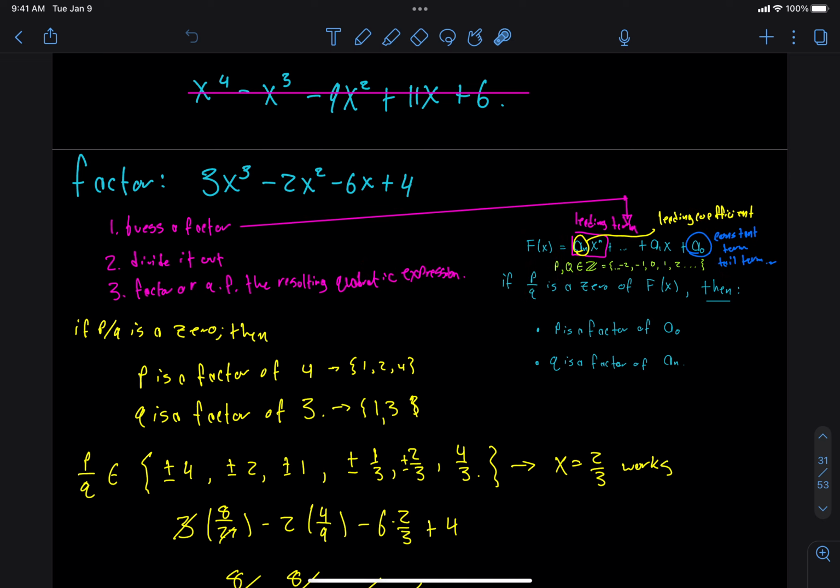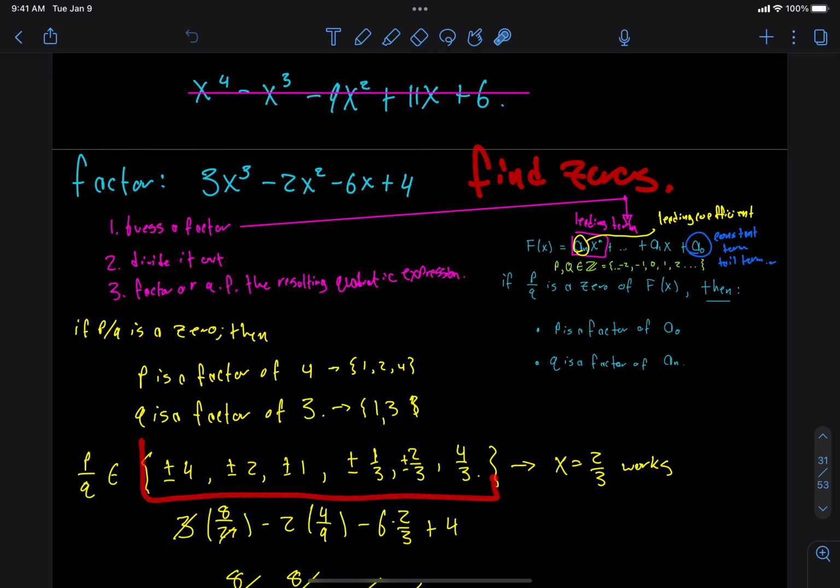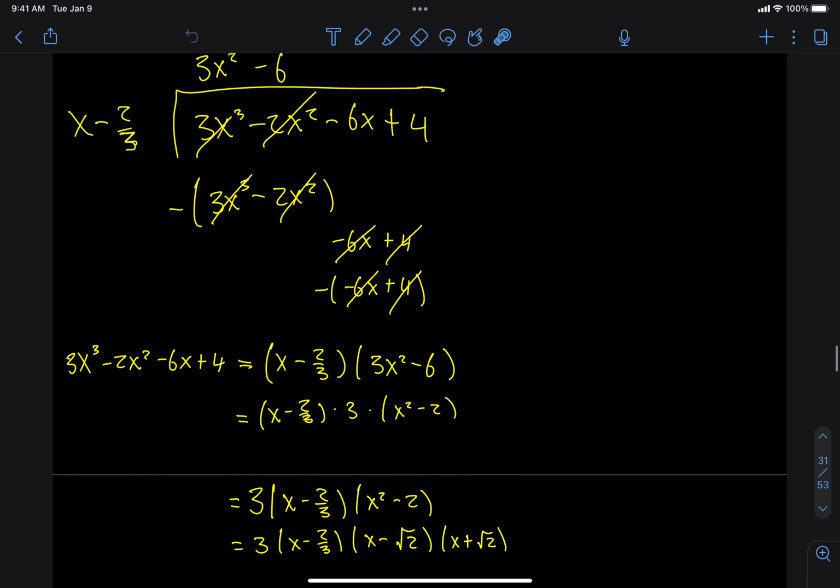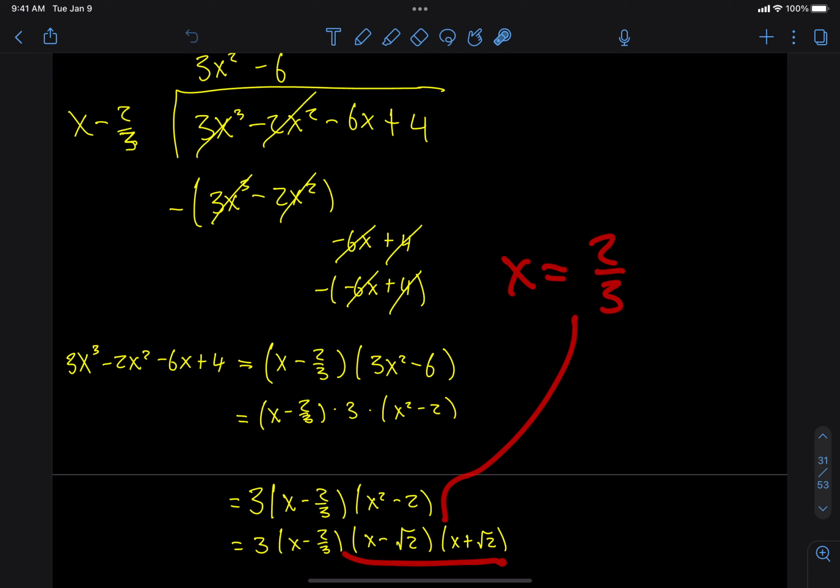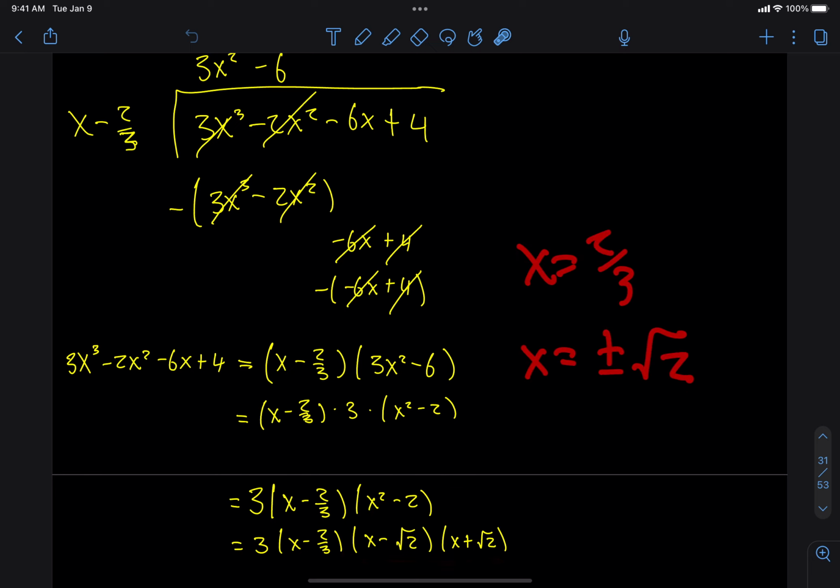If the question instead said something like find all the possible rational zeros, then this would be your answer. If the question was find all rational zeros, then just x equals 2/3 would be your answer, because there are two other zeros, but they're not rational, right? Or if the question was find all zeros, then you would say x equals 2/3, x equals plus or minus square root of 2. You see what I mean?